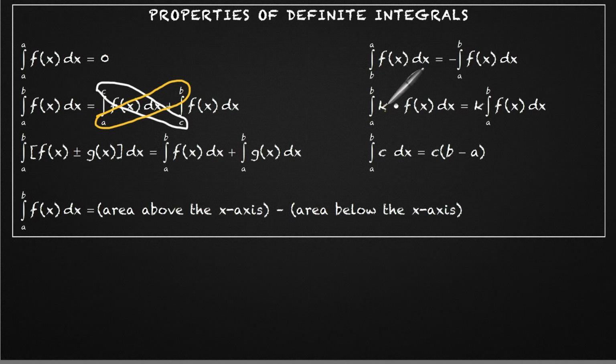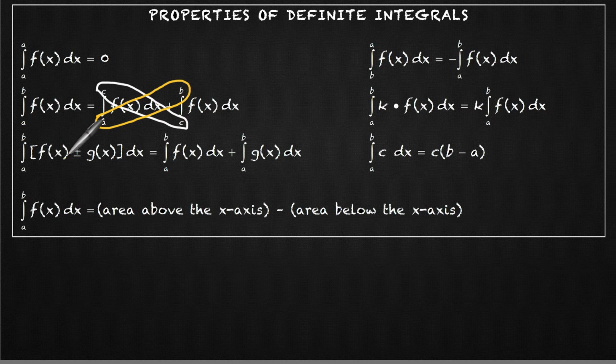Here is pretty simple. A to b, this k is some constant. All this is saying is that you can take any constant, which I highly recommend, outside of the integral, and then you can just integrate the function as normal and then multiply your integral times k. And then the next one is the sum rule.